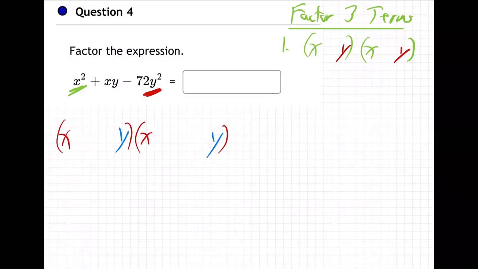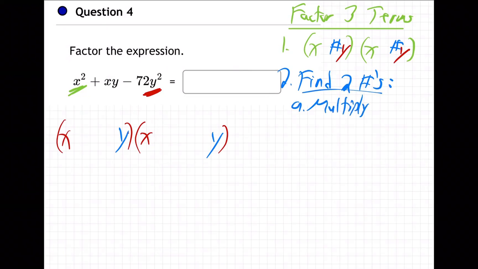And now you got to find a couple of numbers. There's going to be a number on this y and a number on that y. There's going to be numbers in the back, and you've got to find those two numbers. And how do you find those two numbers? Well, they've got to, A, multiply to equal a minus 72, right? You write multiply over this last number. And they have to also add to equal the middle number.